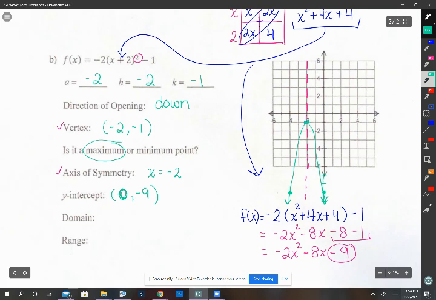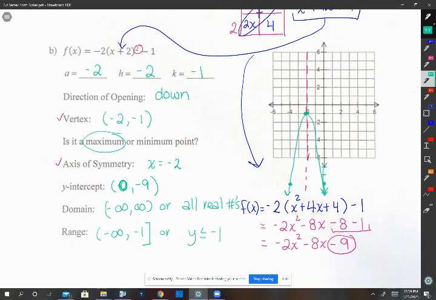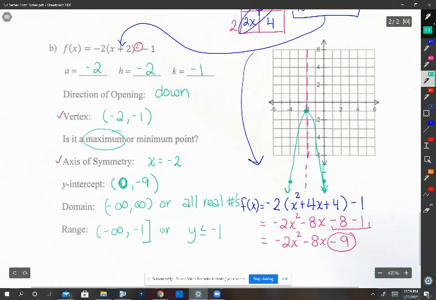All right. And so when we look at domain is still -infinity to infinity, or all real numbers. And then the range, because it goes from the bottom to the top, is going to go from -infinity up to -1, which notice again, excuse me, that's the y value of our vertex, or we can write that as y is less than or equal to -1. And that would be all of our examples for this.